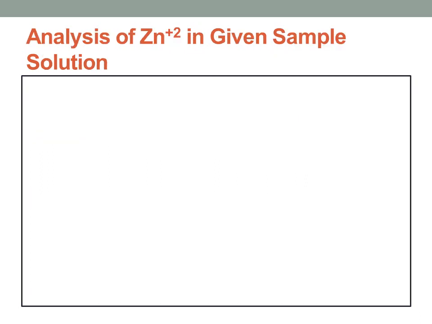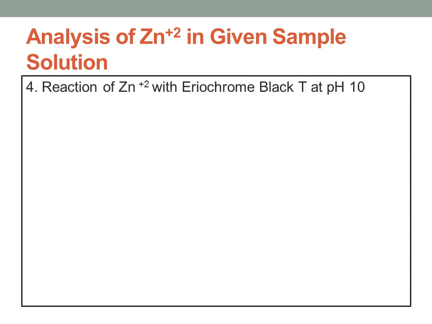Just like the magnesium +2 reaction with indicator and EDTA, you have to write the reaction of zinc +2 with the indicator at pH 10. This reaction you will write under the heading of analysis of zinc +2 in the given sample solution. So zinc when reacting with the indicator black T is forming a pink red colored complex.